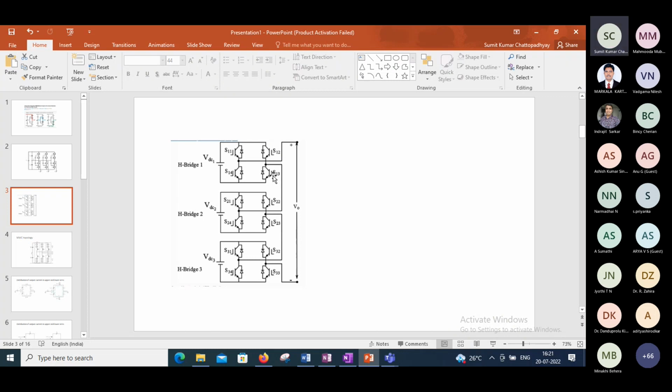Any question on it? The power distribution between VDC1, VDC2, VDC3, etc. can be adjusted depending on how much time duration a given cascaded H-bridge will be operating to generate a voltage level. Okay.